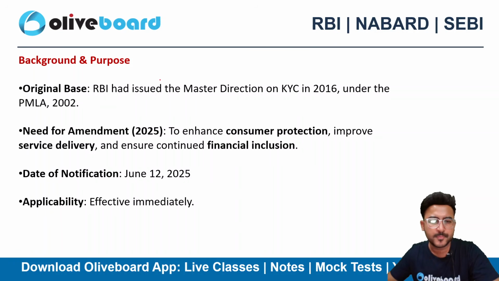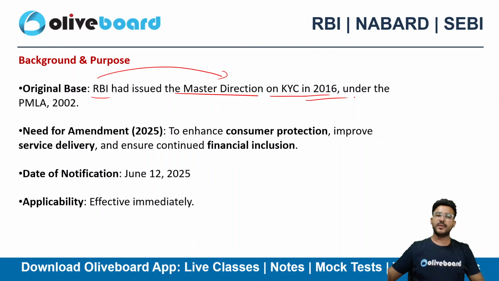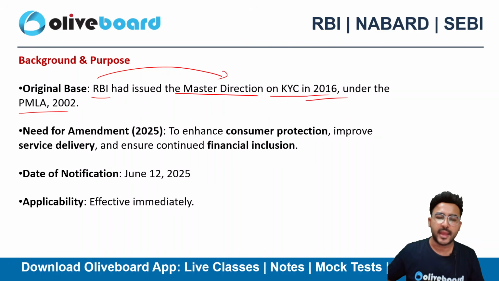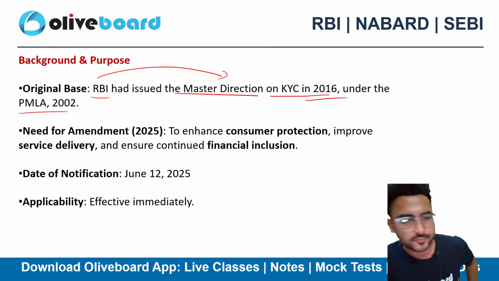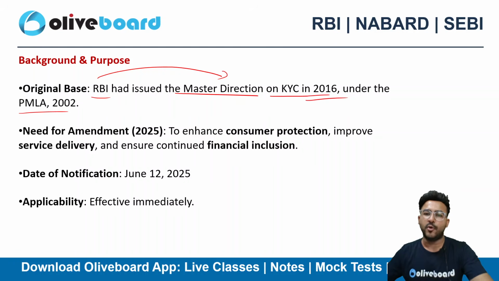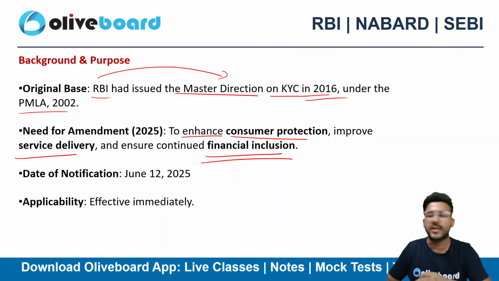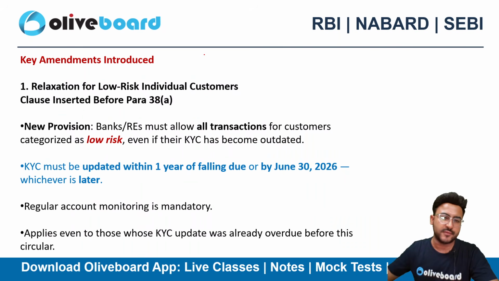If we talk about the background, RBI has already issued the master directions on the KYC in 2016, right? Because of the Prevention of Money Laundering Act. We all know that KYC is very, very important in order to prevent money laundering. And that's why banks and regulated entities are always focused on maintaining high quality and high efficiency on the KYC side. Now, these amendments are there to enhance customer protection, obviously improve service delivery and continue financial inclusion. KYC also plays a good amount of role if I talk about financial inclusion as well, right? So this particular notification is effective immediately.